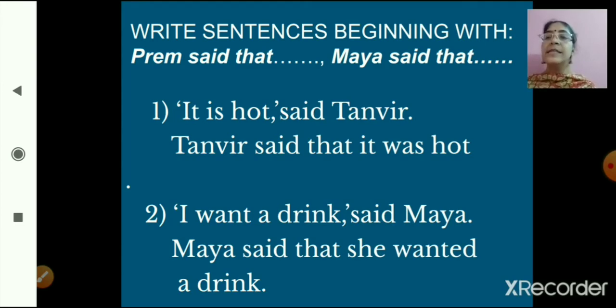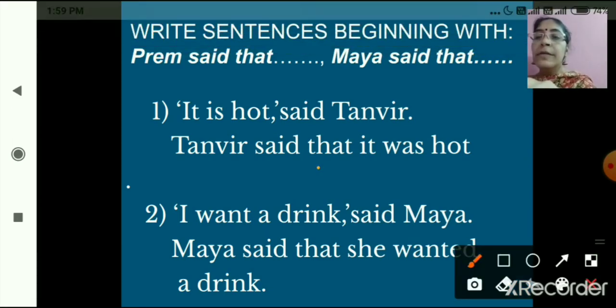Write sentences beginning with Prem said that, Maya said that. Number 1, "It is hot," said Tanvir. Who said? Tanvir. Now when we are writing in indirect speech, the first rule is we have to remove the inverted commas. We will not add inverted commas. And the second rule is we have to use the word that.